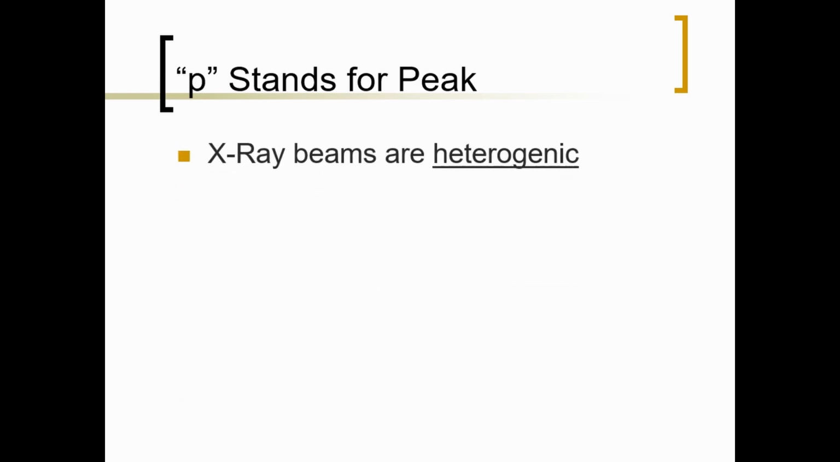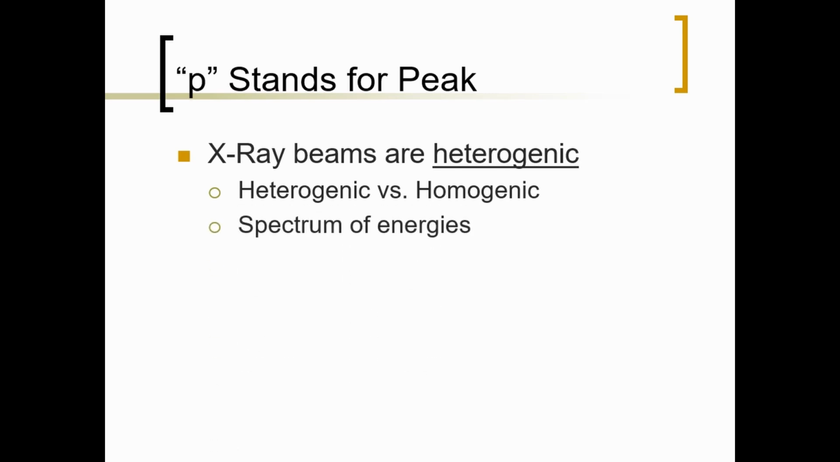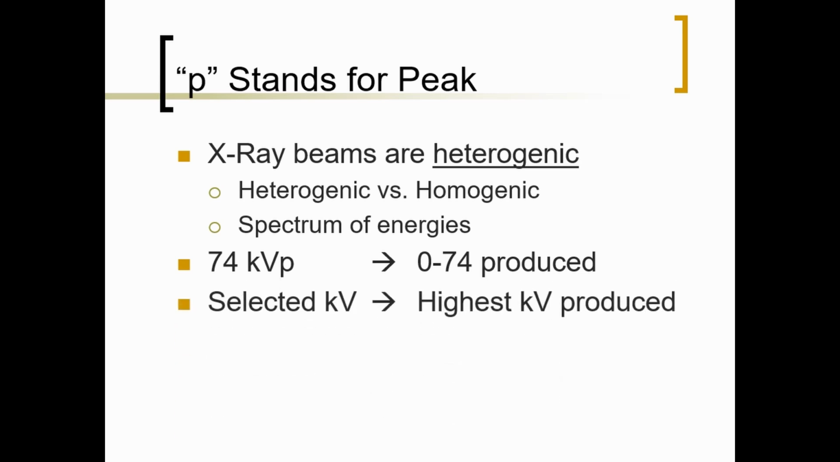Due to the way X-rays are produced, X-rays are a mixture of energies. Heterogenic refers to the fact that all X-ray beams are comprised of many or a range of energies, whereas a homoenergetic beam is a beam comprised of few or just one energy. For every X-ray technique we select, the beam is a spectrum of energies. At 74 kVp, X-rays that range from 0 to 74 are produced. So the selected kVp is the peak energy a given exposure will have.